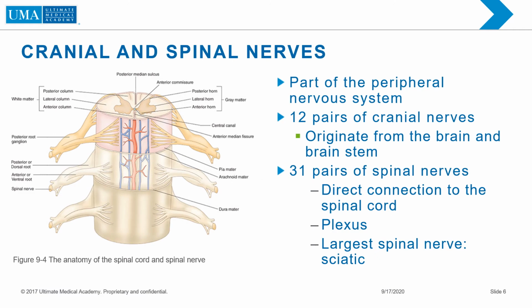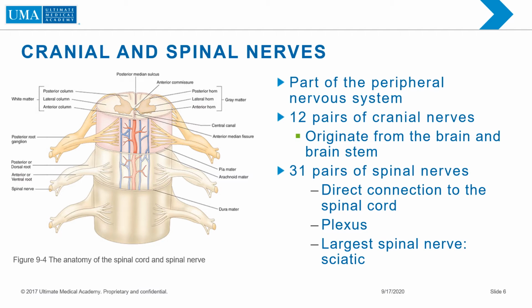Cranial nerves are part of the peripheral nervous system. The 12 pairs of cranial nerves originate from the brain and brainstem. The cranial nerves are designated by number and name. The name may give you a clue to its function. Cranial nerves are identified with Roman numerals and are named for the area or function they serve.